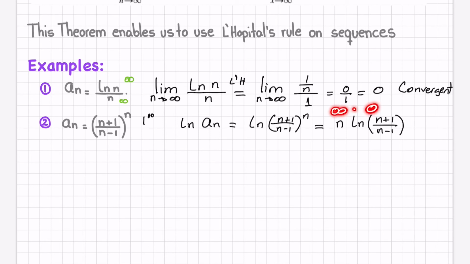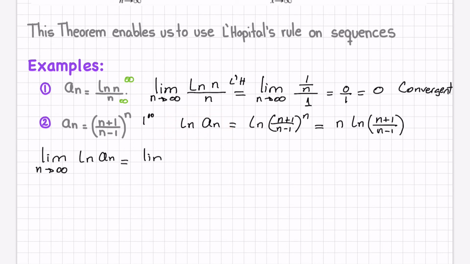Infinity times 0. We've done it in class. So you flip one of them. Of course, you don't want to flip a ln, you want to flip this one. And then the limit as n approaches infinity of ln of an is what? We're taking now this limit, okay? Is what?